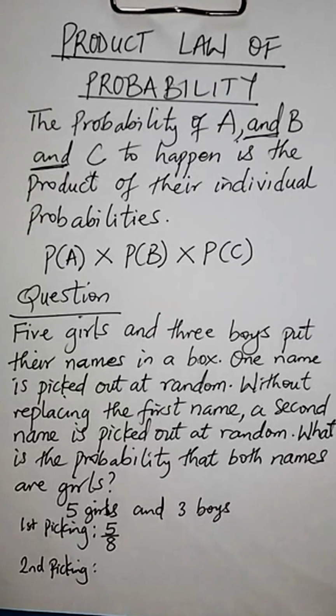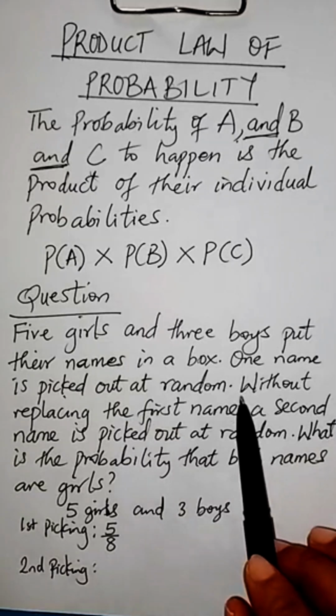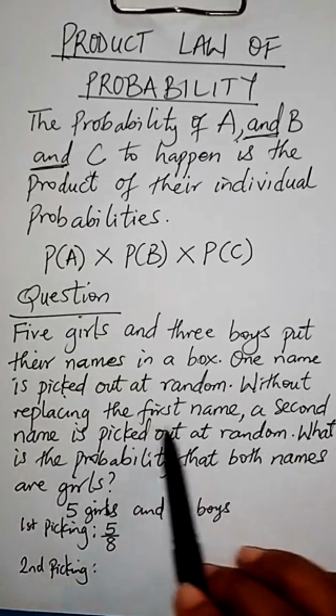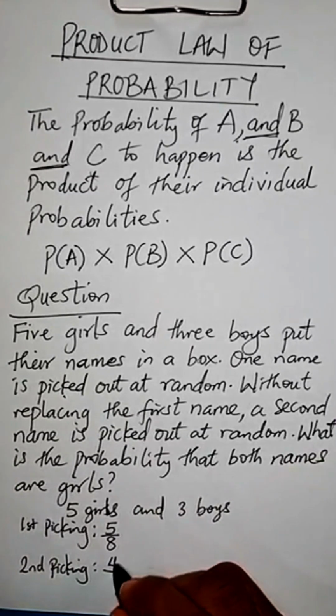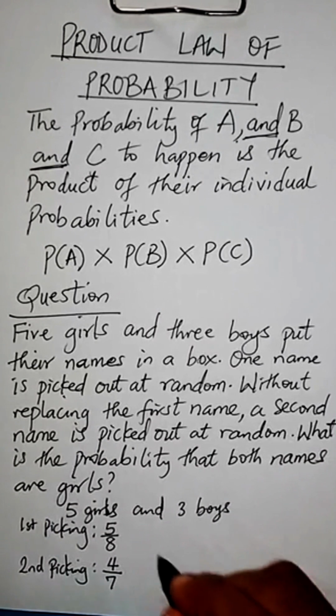So in the second picking, what would be the probability of picking a girl? Now at this point, the first picking has reduced the number of names because it was not replaced. Remember, the question says without replacing the first name. So if 1 is removed from 8, it means there will be 7 left. And if one name has been picked out of the girls, it means there will be 4 girls' names that are left. So it will be 4 out of 7.